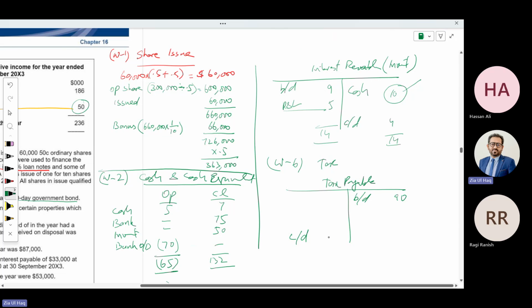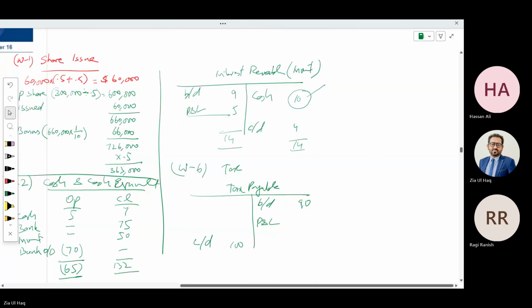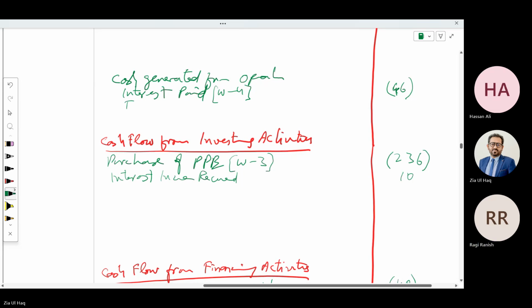We have an opening balance of 90 and 100 closing. So 90 opening balance, 100 closing balance, and we charged to P&L some amount of tax. How much? 104. If we tally this account, we can find the cash figure. 194. So 94 is the cash figure. Tax paid. Where should it be recorded? Tax paid from working, 94.